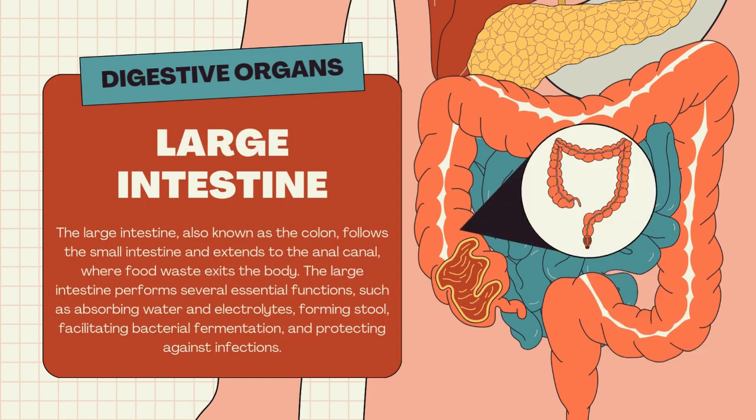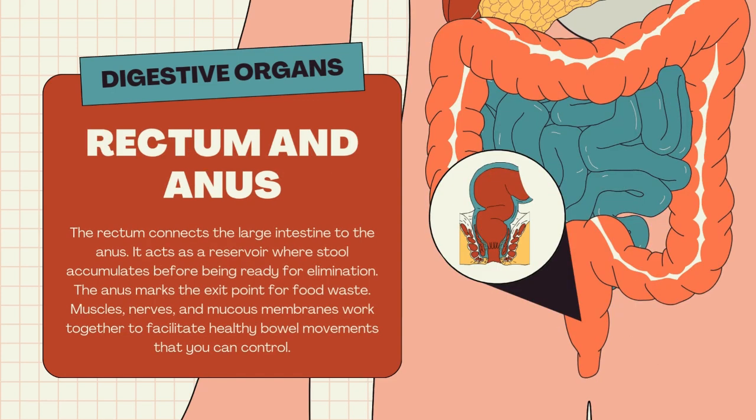Large intestine. The large intestine, also known as the colon, follows the small intestine and extends to the anal canal, where food waste exits the body. The large intestine performs several essential functions, such as absorbing water and electrolytes, forming stool, facilitating bacterial fermentation, and protecting against infections.